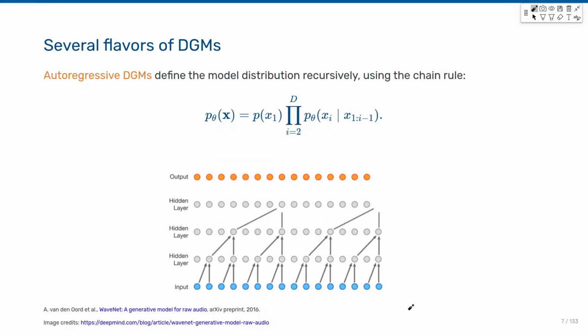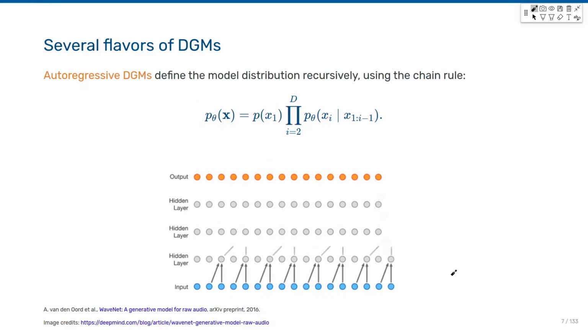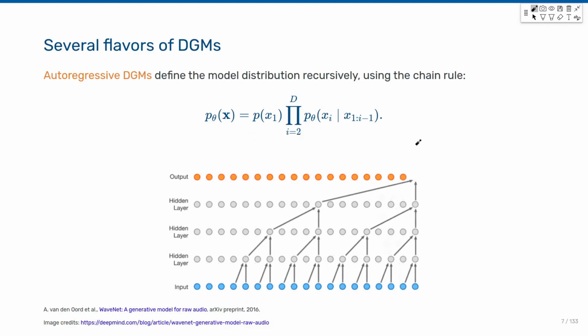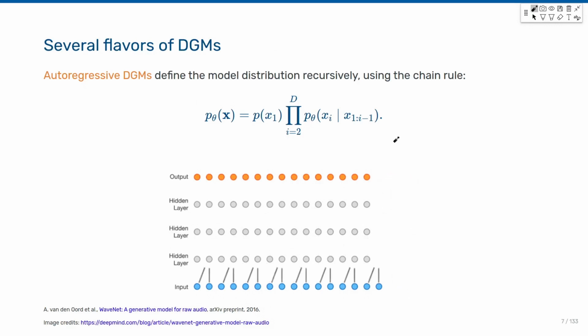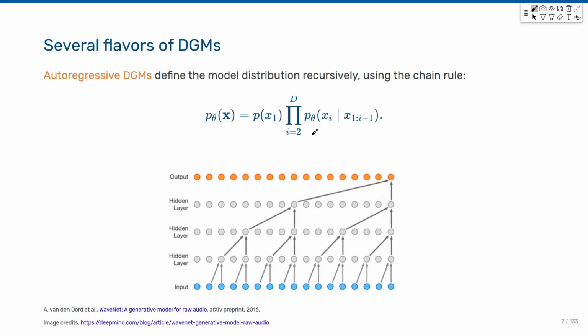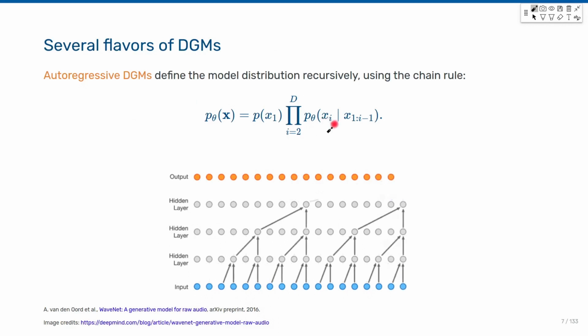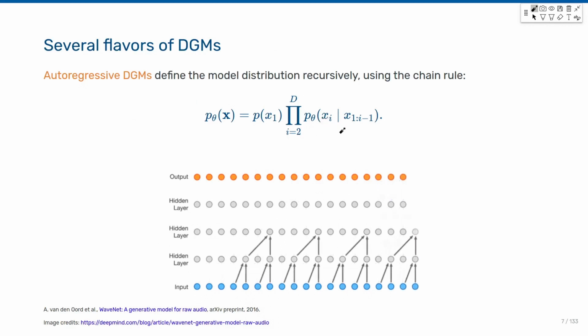We have mainly 3 types of deep generative models. Autoregressive models define the model distribution using the chain rule. The data, for instance, the pixels in an image of dimension d, are given a specific order, and each individual scalar variable is generated given the previous ones.